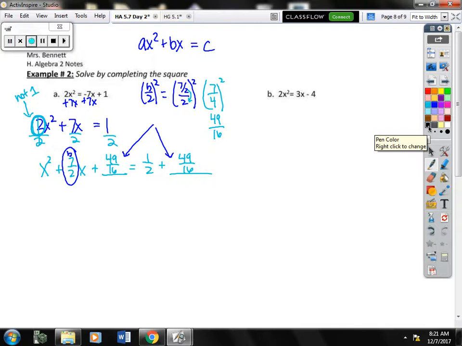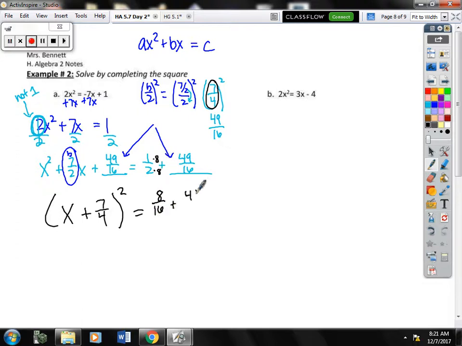On the left, we're going to factor that down, again, to know what it factors into. Just look at what it was before you squared it. It's a positive 7/4, so that has to be a plus 7/4. And then we will need to make a common denominator here, which would be 16. So I'll multiply by 8. And I'll add those together to get 57/16ths.